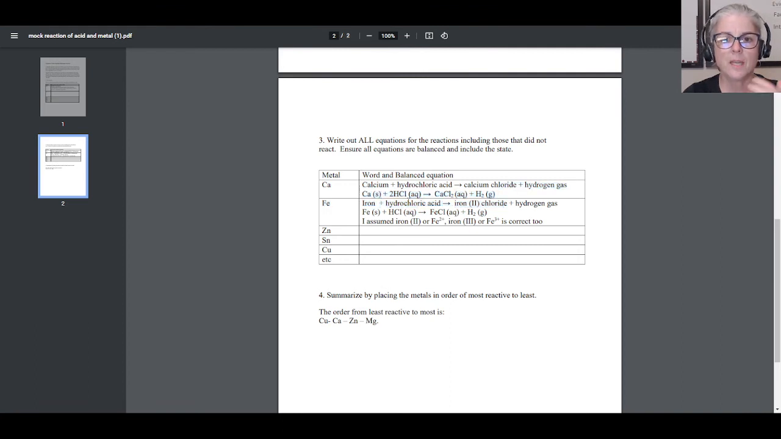Okay. Because the hydrochloric acid is a liquid, when you drop the metal in, that's called aqueous. And what's left after the reaction happens, in this case, is calcium chloride, which is also aqueous. And the gas that's released is hydrogen, that's bubbling out. So I write that as a gas. So I'm really helping you here with this.